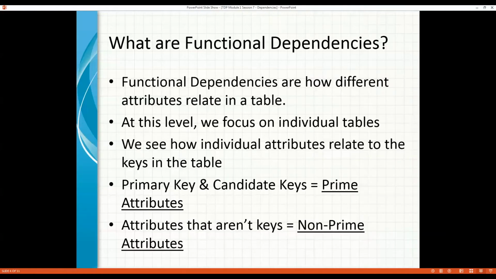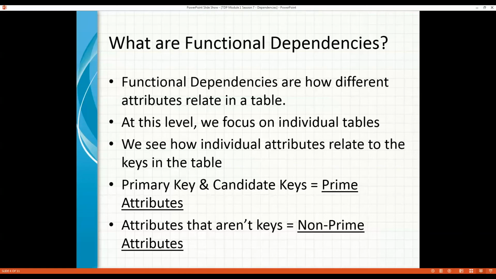We have to look at what are functional dependencies. Functional dependencies are referring to how attributes actually relate in a table. In prior sessions on data modeling, we were comparing tables to other tables, but now we're going to focus on one table and its individual columns. Functional dependencies tell us how these columns actually relate to the rest of the columns on the table. For a well-designed table, functional dependencies should rely on the primary key and candidate keys.